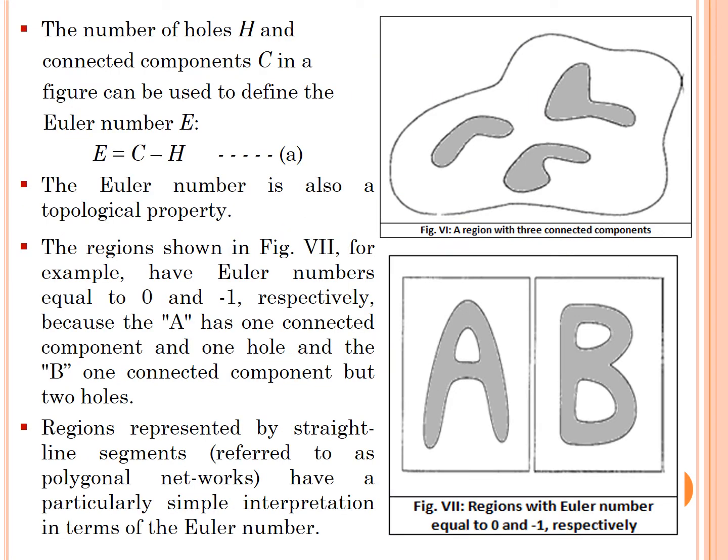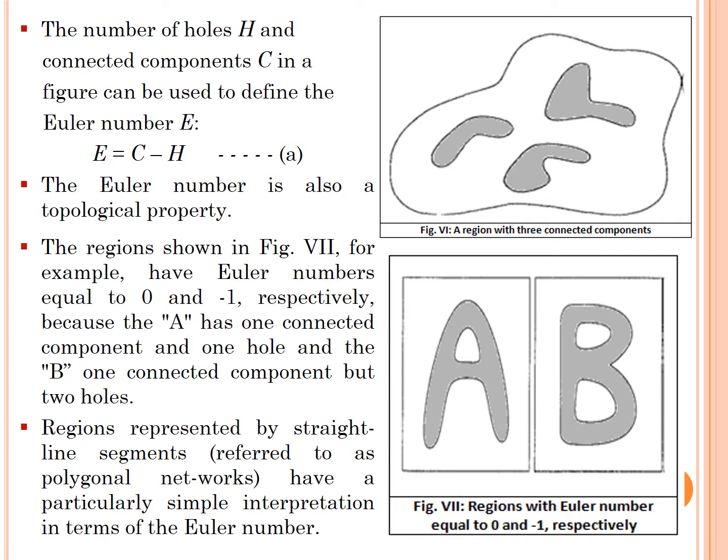The number of holes H and connected components C in a figure can be used to define the Euler number E, that is, E is equal to C minus H. The Euler number is also a topological property. The regions shown in the figure, for example, have Euler numbers equal to 0 and minus 1 respectively, because A has one connected component and one hole, and B has one connected component but two holes.